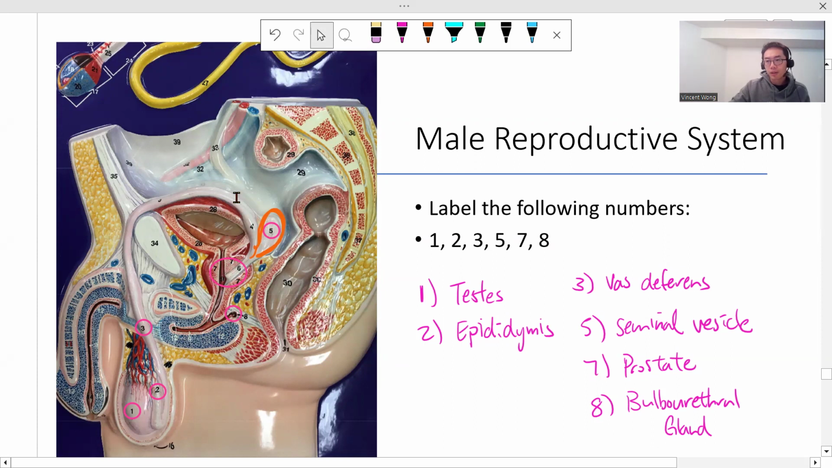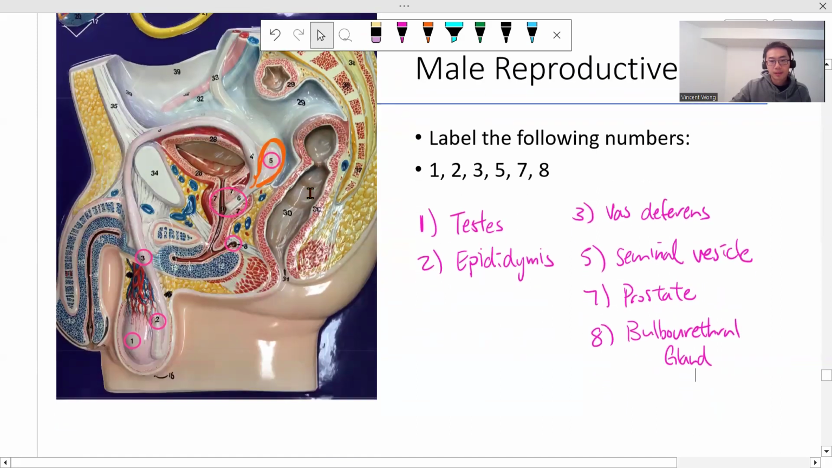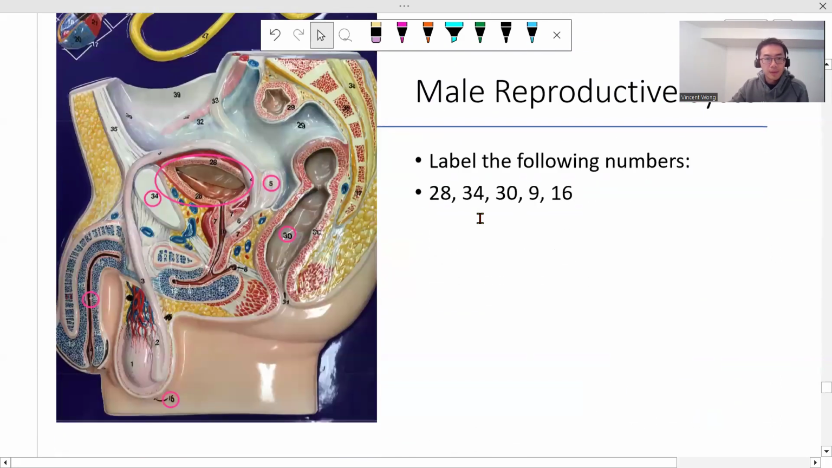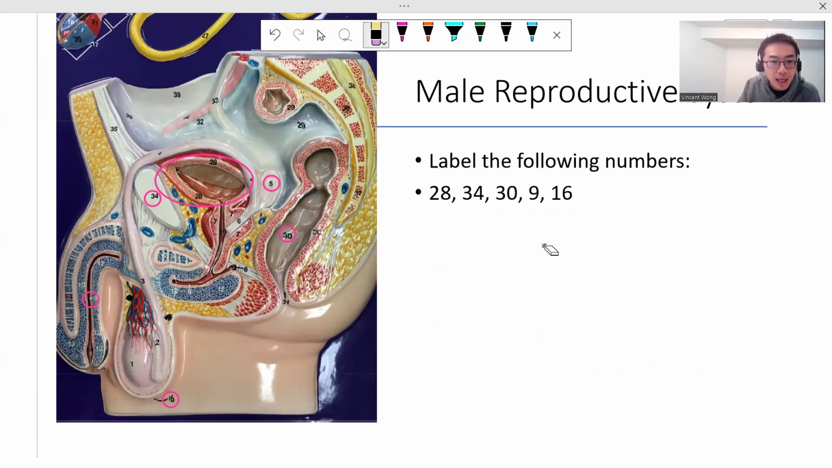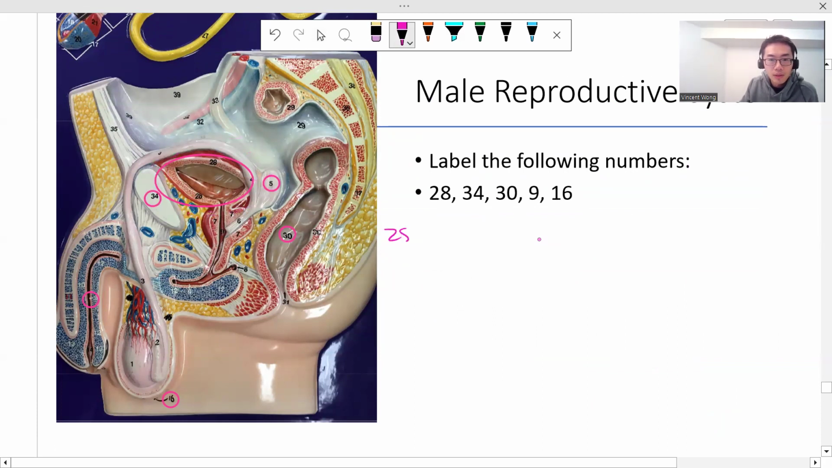There are a bunch of other things you can label here too. Oh, I think it's coming up on the next slide. Yep, there they are. Okay, what else do we have? 28. 28 is right here. That's the urinary bladder.